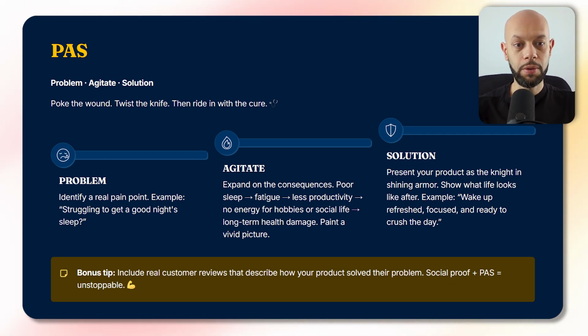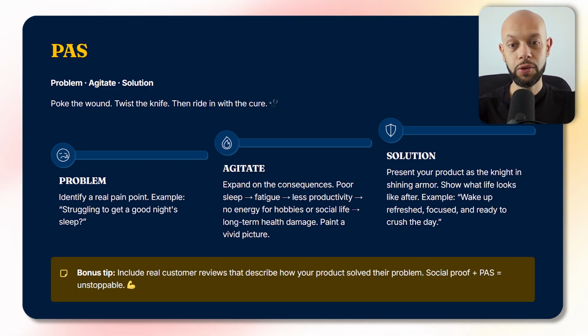Let's go through the problem here. Identify a real pain point. An example could be struggling to get a good night's sleep. So this is for a mattress. And then you agitate it a little bit. You try to make it more vivid in their imagination, so they start feeling the pain. This is where you expand on the consequences. Poor sleep leads to fatigue, leads to less productivity, no energy for hobbies or social life, long-term health damage. So you basically try to paint a vivid picture, and then you present your brand or products as a solution.